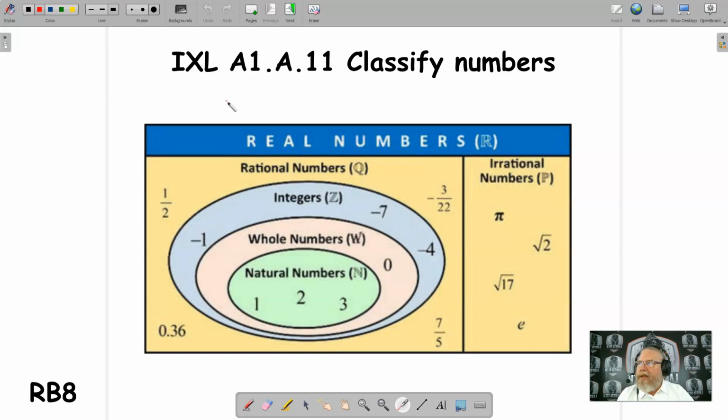Hello, this video is for IXL Activity A1.A.11 titled Classify Numbers. The 3-character code for this activity is Romeo Bravo 8.